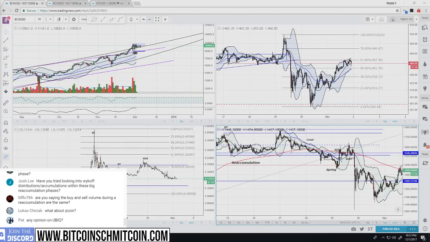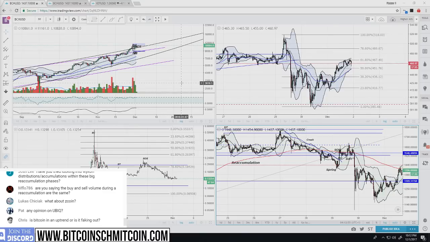Are there any coins actually in a distribution phase? Yeah, I'm trying to think of ones that I saw. I'm going to have to think about the distribution phase ones. Have you tried looking into Wyckoff distribution accumulations within these big reaccumulation phases? I don't know what you're asking. Are you saying the buy and sell volume during reaccumulation are the same? No, that's not what I'm saying. What about Zcoin?